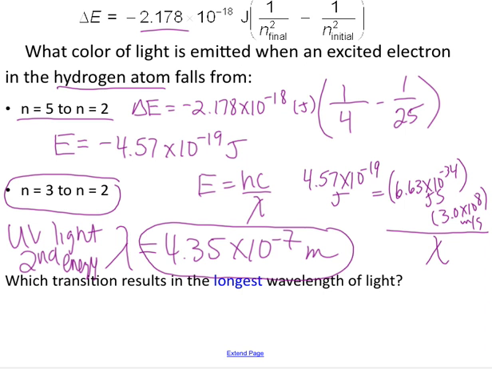So let's answer this question. Which transition results in the longest wavelength of light of these two? 5 to 2 or 3 to 2? So the question you have to ask yourself is, which one is going to give off more energy? 5 to 2 or 3 to 2?